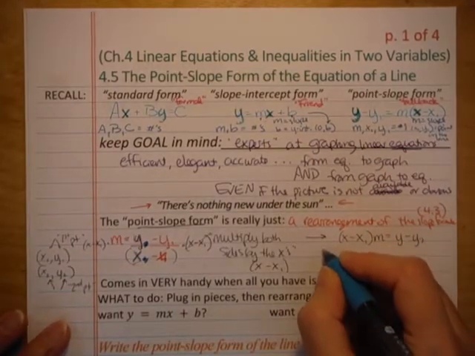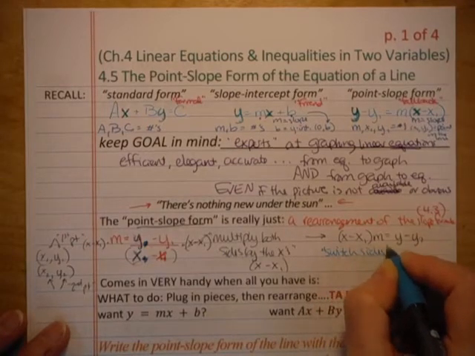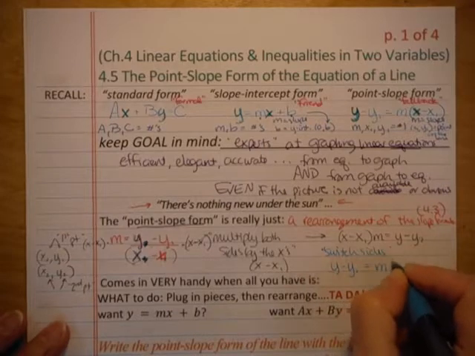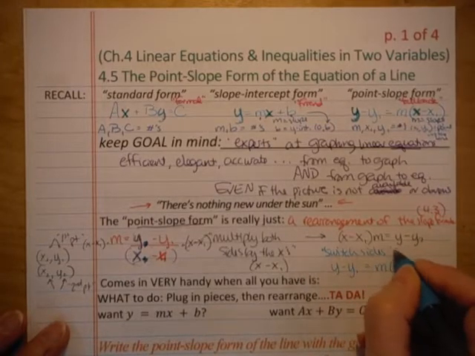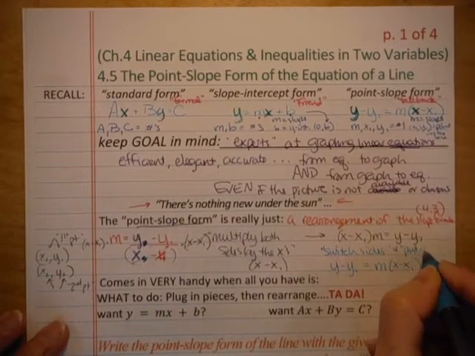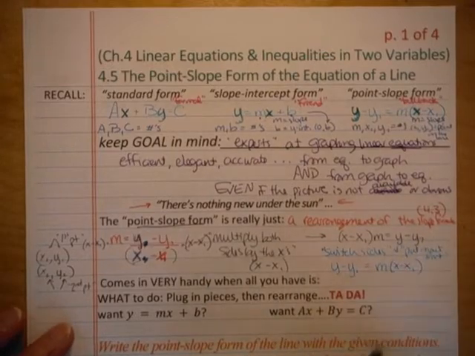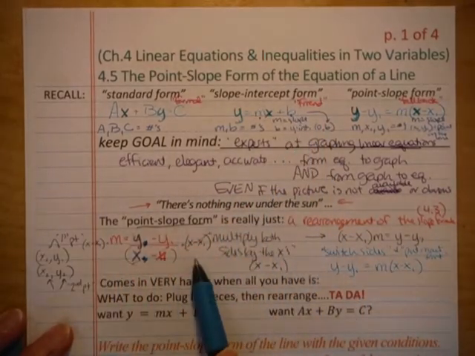So we switch sides here, and you get y minus y1 is equal to m times x minus x1. I'm just putting that m out front of the distribution. Most of us are just more used to it that way, but that's where you get the point slope form. It's just a rearrangement of the slope formula.